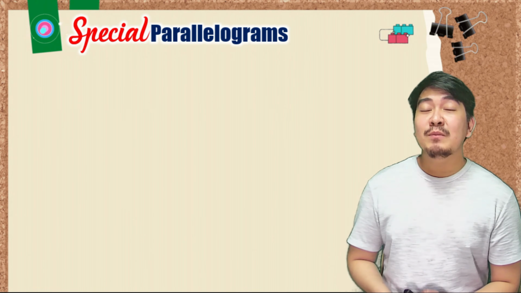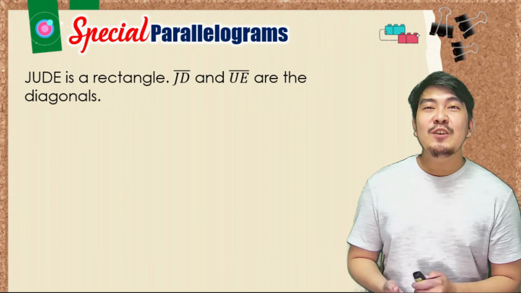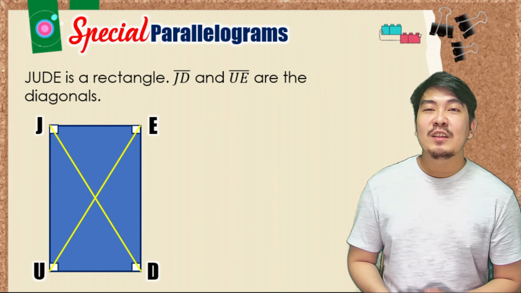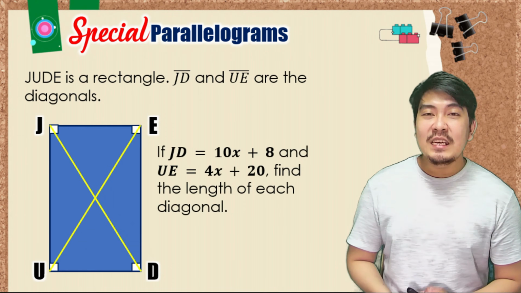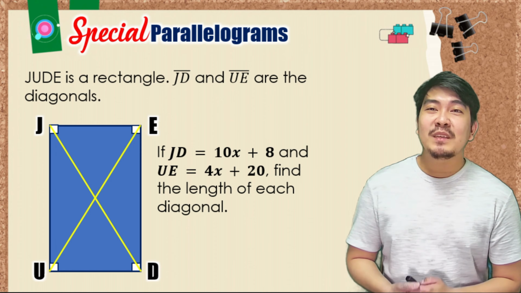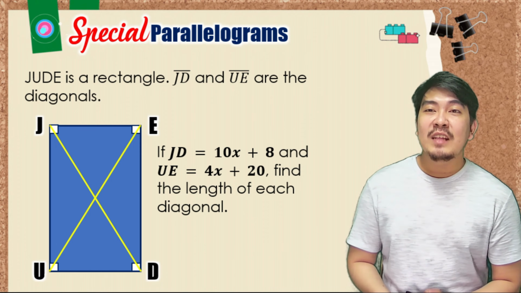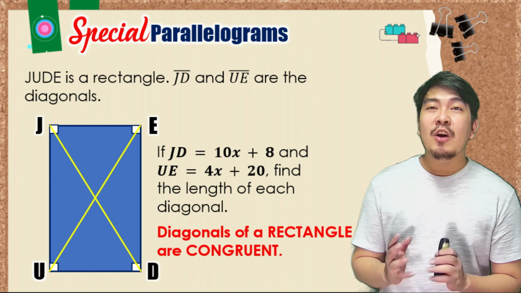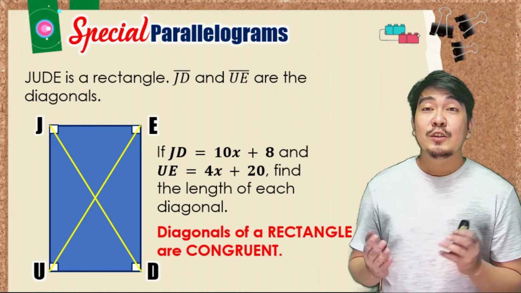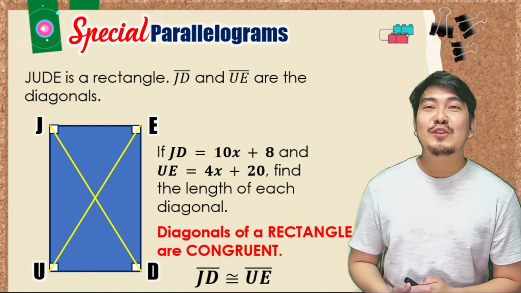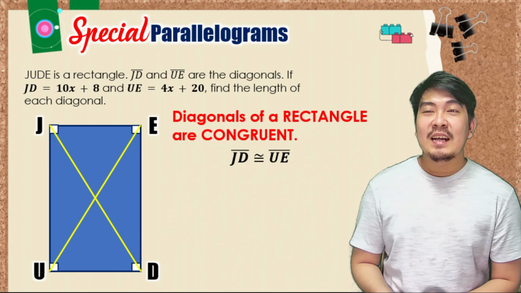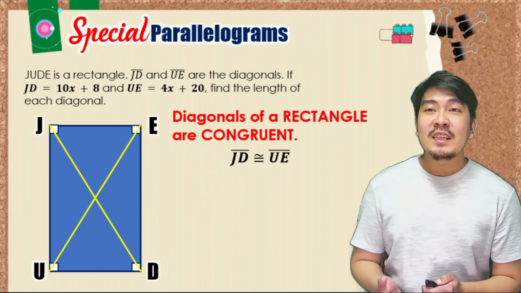So let us have some problems related to rectangle. JUDE is a rectangle. Segment JD and segment UE are the diagonals. If JD is equal to 10x plus 8 and UE is equal to 4x plus 20, find the length of each diagonal. Remember the property of a rectangle, its distinct feature: diagonals of a rectangle are congruent. So therefore, we can say that segment JD is congruent to segment UE. Let us now solve for the length of each diagonal. So let us label the diagonal JD measures.